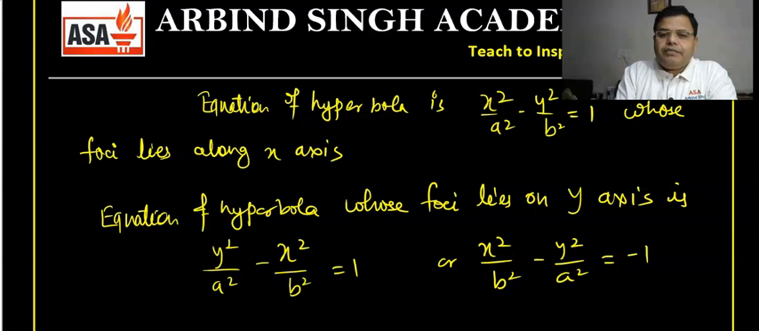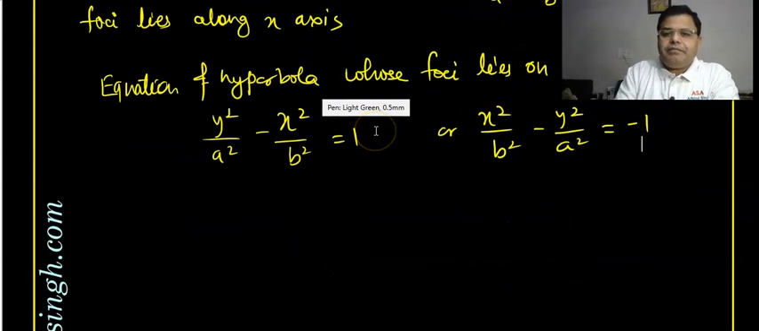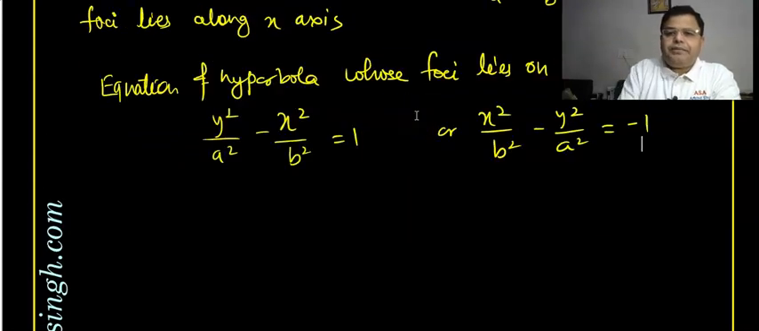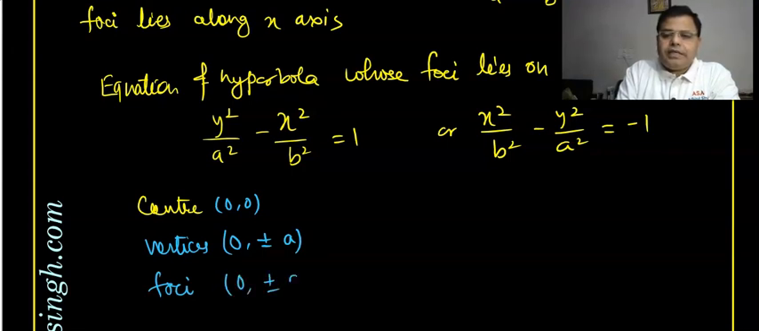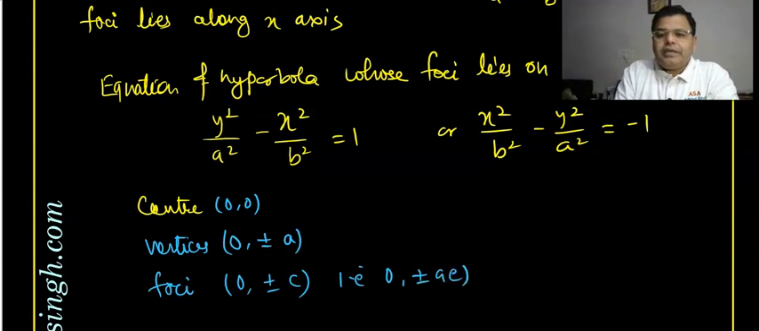So here the foci lie on the y-axis. Here b is lesser than a, and y square by a square is greater than the other term. In that case, the center is 0 comma 0, the vertices are 0 comma plus minus a, and the foci are 0 comma plus minus c. We will write that as 0 comma plus minus c, so that will be the foci, and the hyperbola will be like this.